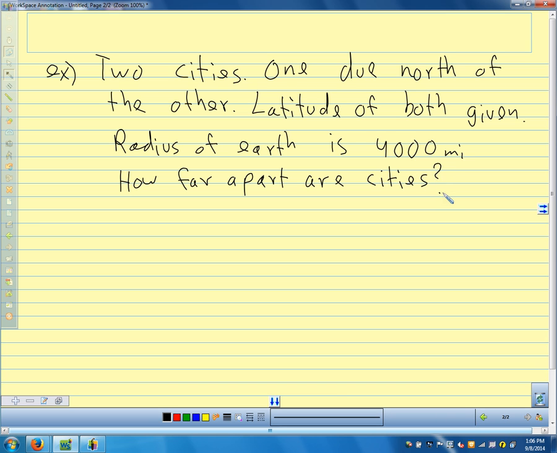So what is this question asking us? We want to hand the container to the physicist. We want to turn it into a problem that's already been solved. So let me draw a picture here. So here's our Earth. Here's the equator. Here's one city, and here's the other city, and they're due north of each other.